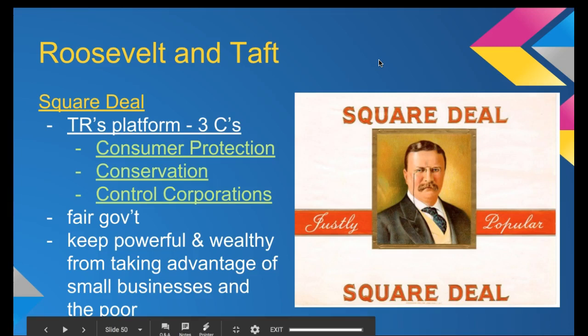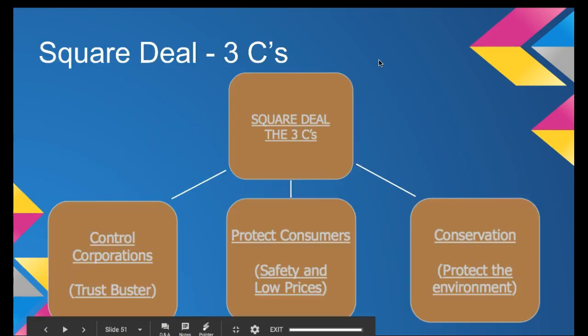So basically, Teddy Roosevelt wanted to make a fair government, one that distributed power out of the hands of a few into the hands of many. He wanted to keep the powerful and the wealthy from taking advantage of small businesses and the poor. So that is Teddy Roosevelt's Square Deal. Here's another image that breaks that down for you. We're going to talk about each of these 3 C's in detail.